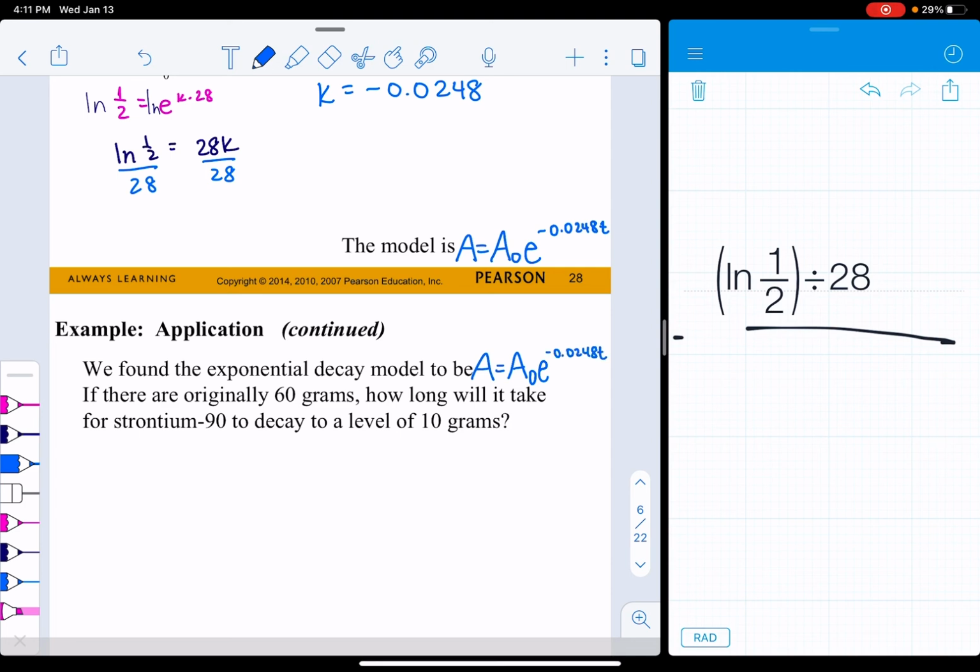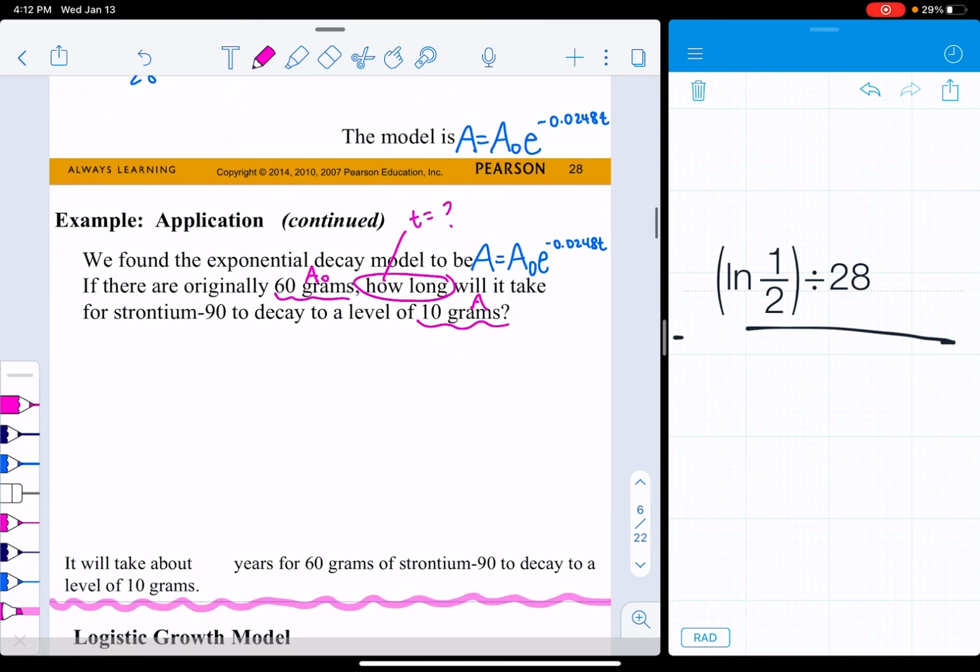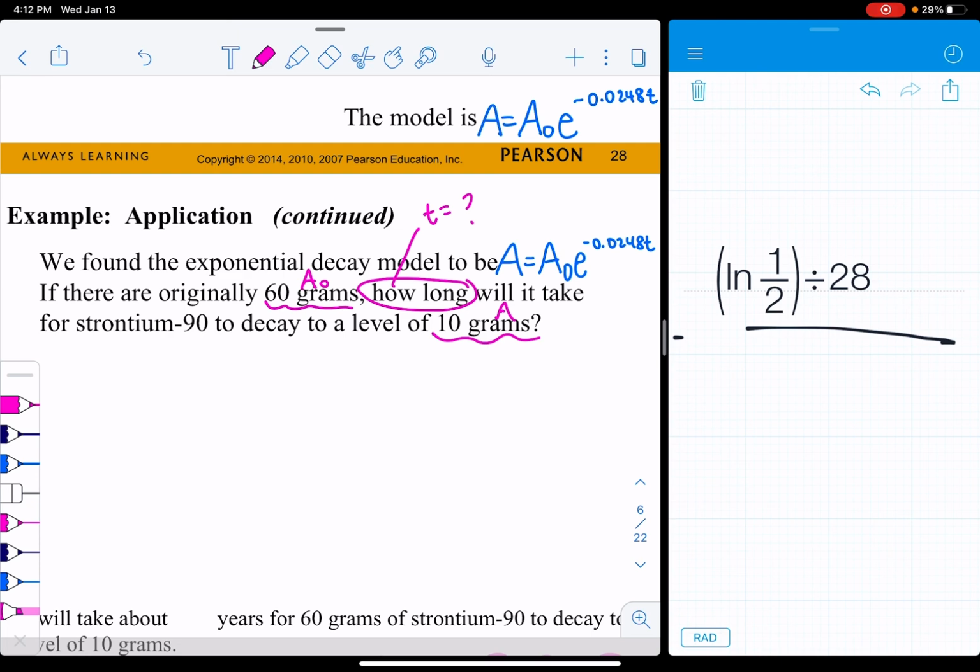0.0248t, it wants to know if there are originally 60 grams, how long will it take for the strontium-90 to decay to a level of 10 grams? So they want to know if our initial A sub 0 is 60, how long, we want to know t is equal to what, will we get to 10 grams, which is going to end up being that regular A value. So if we take our equation and we plug things in, that means that we'd end up with our 10 is equal to our initial amount of 60, e to that negative 0.0248t. We're going to solve for t.